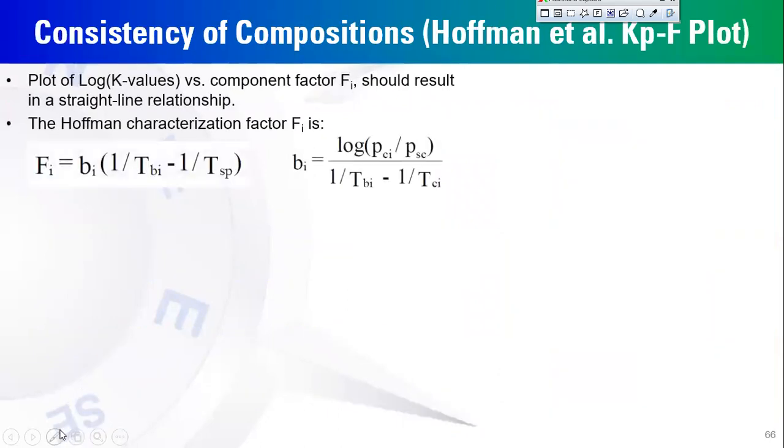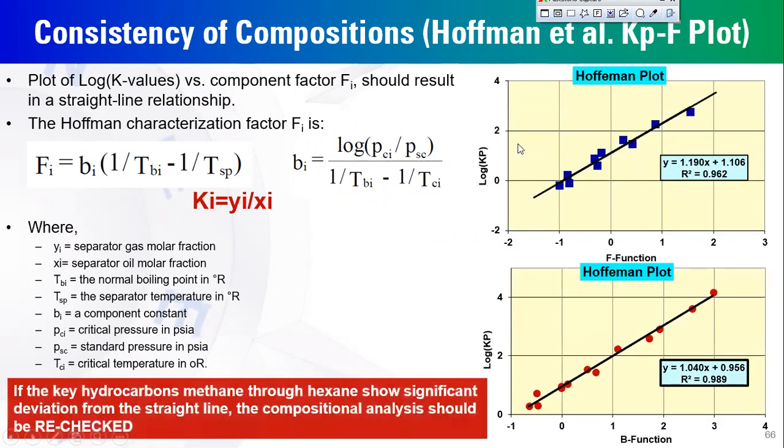For the QC of composition, the widely used technique in the oil and gas industry is the Hoffman plot. The technique is to plot the log of K values, the equilibrium values, against a component factor Fi. This is for stable separation of every component. So using the chromatograph, we have to have a straight line. In this equation, as you can see, we have log K against the F factor or component factor.